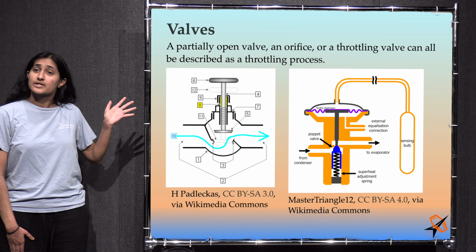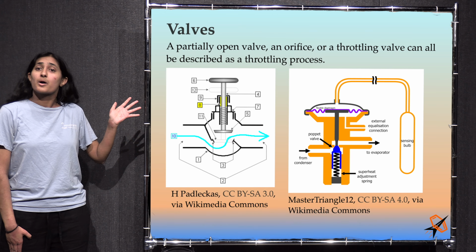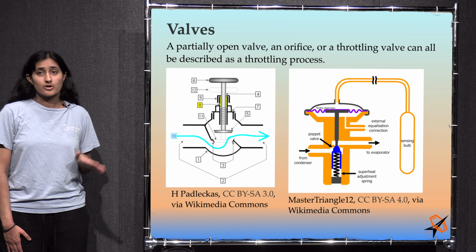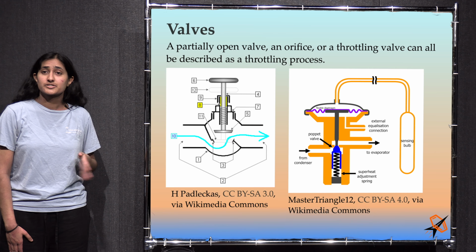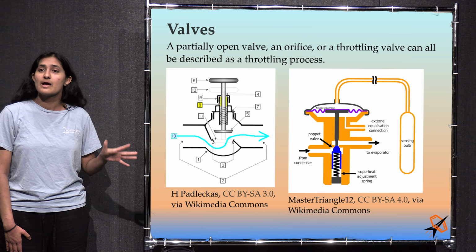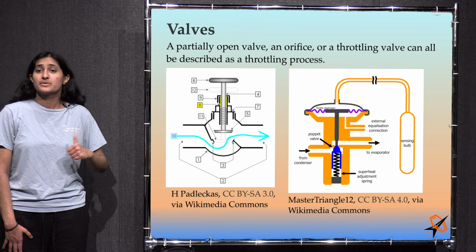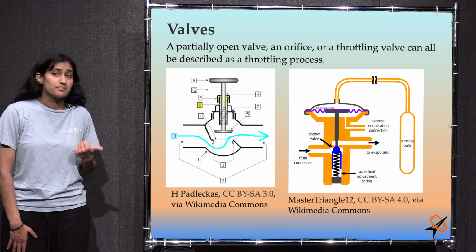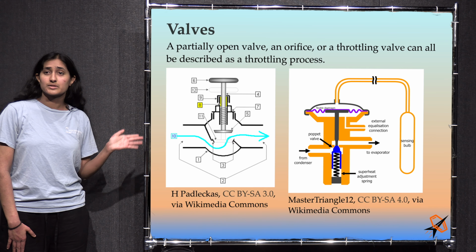The final device that we're going to look at is a valve. We're going to consider a partially open valve that is restricting the flow and dropping the pressure, an orifice or an opening that is deliberately placed to drop the pressure, or a throttling valve, which is found in just about every vapor compression refrigerator because it's much cheaper than using an expander. And sometimes you'll even see a porous plug in a pipe. All of these can be described as throttling processes.